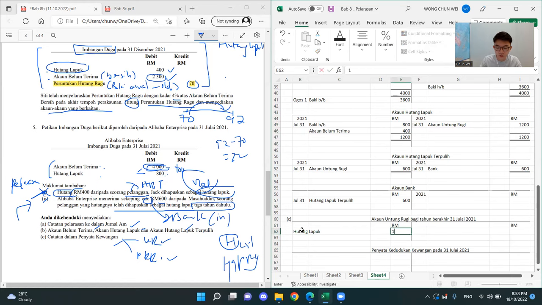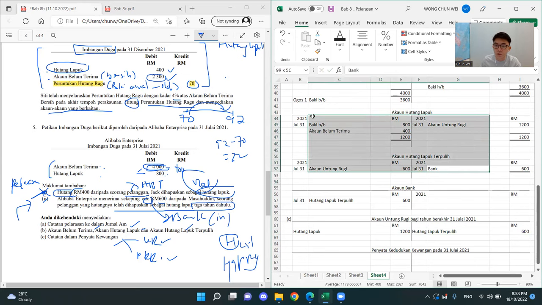How much is that? 1,200. Yeah, same. Okay, then for hutang lapuk terpulih, it is a hasil. So we debit the hutang lapuk terpulih. You see, the untung rugi is in the debit side of your hutang lapuk terpulih. So in my untung rugi, I have to credit it. So here, hutang lapuk terpulih is 600. So this is how you record for your account untung rugi.